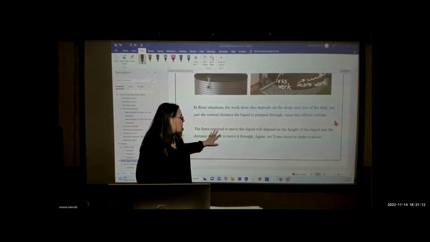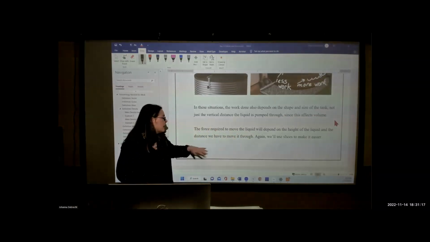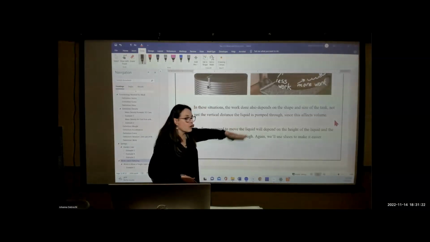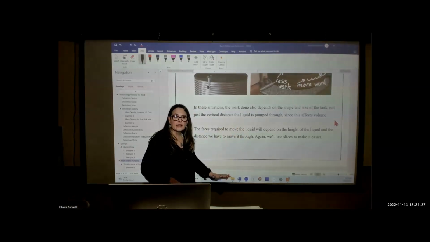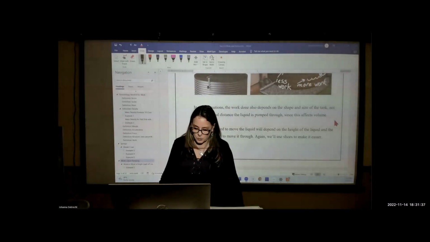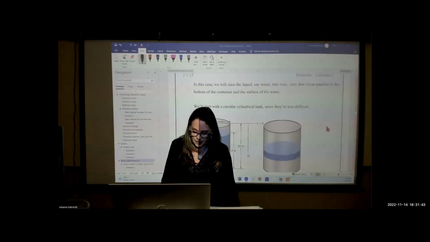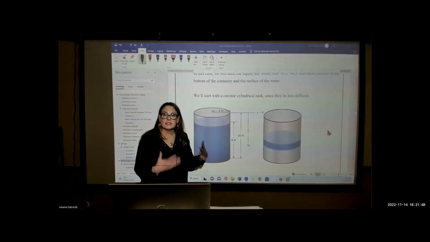So the force required to move the liquid depends on the height of that level of liquid and the distance we have to move it through. We're going to slice our water or gasoline or whatever it is into layers of liquid, so they're going to be stacked one on top of each other horizontally. And we're going to move individual ones out. Now, why would we think of doing it that way? Well, again, because the work depends on the distance in which it's moved, we have to have a constant distance.